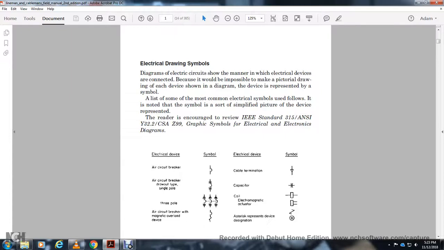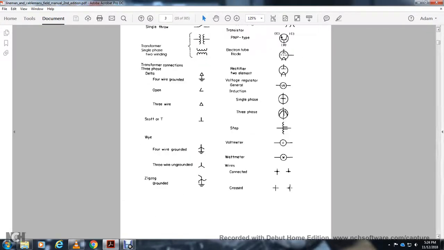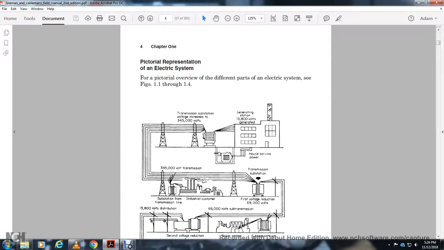A convex concave line with a solid line is a coil. A square electromagnetic actuator is a square with both lines coming out. An asterisk represents device designations. All right, we're going to skip these symbols, but you can print them out. I think it's more important to read on.